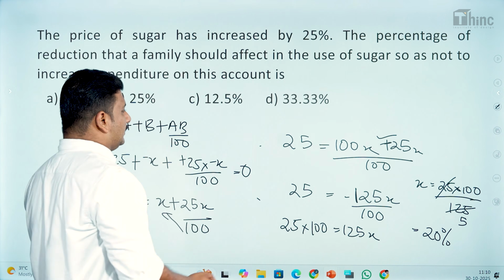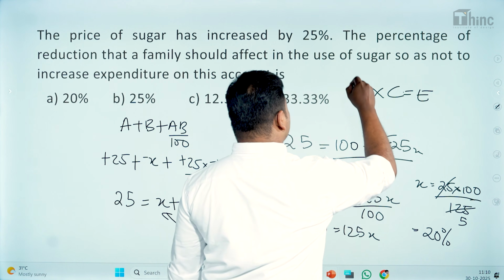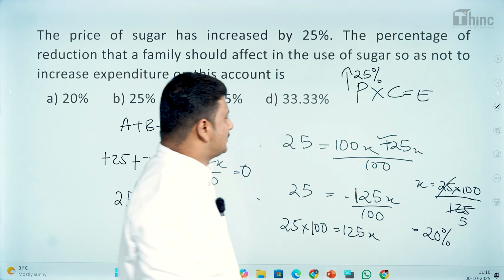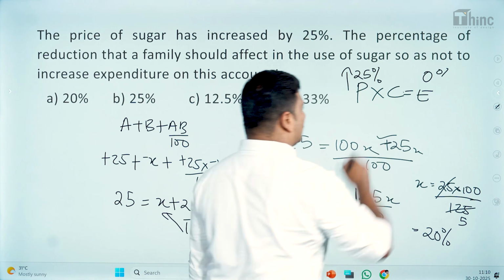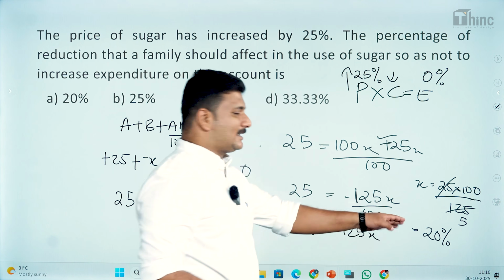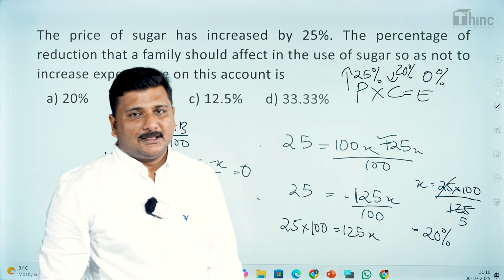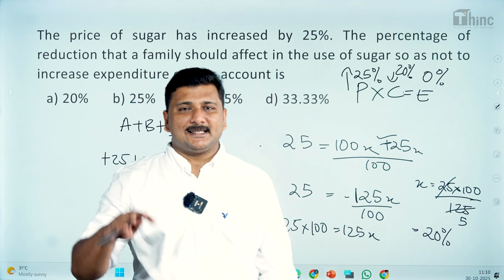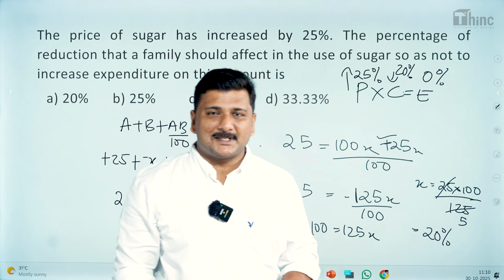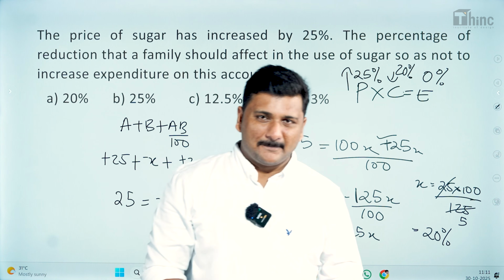That means, we know that price into consumption is the expenditure. Now if price is increased by 25%, how much the consumption needs to be reduced so that expenditure is not changing, there is 0% change in the product? So we imagined this reducing by X percentage and we got X as 20, that means the consumption needs to be reduced by only 20%. So imagine you're going to a shop, the price is increased by 25%. Do we need to reduce the consumption also by 25%? Not needed, we just need to reduce it by 20%. The expenditure will remain the same.